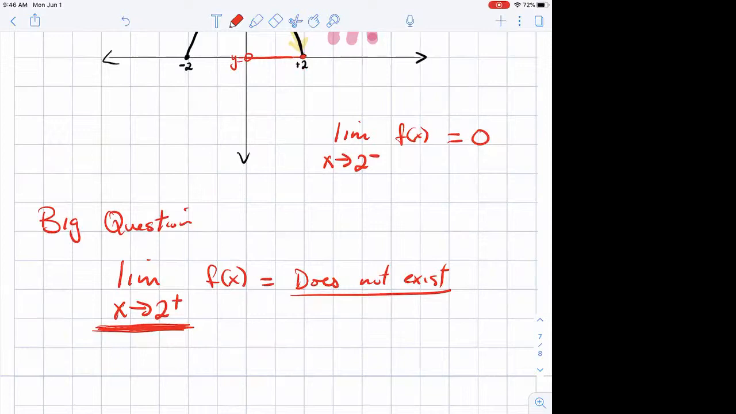Okay? So if you had made a table, would the left side value be the same as the right side value? No, it wouldn't. That means the limit wouldn't even exist at the point 2. Because if the left side is not equal to the right side, the limit doesn't exist, right? The limit exists from one side, but not from the other side.